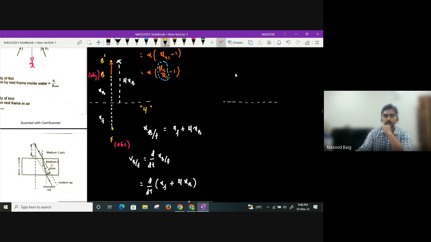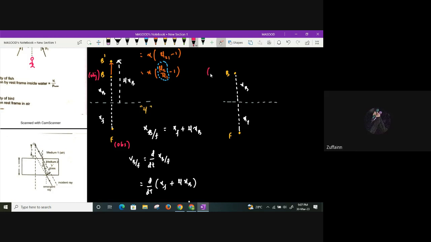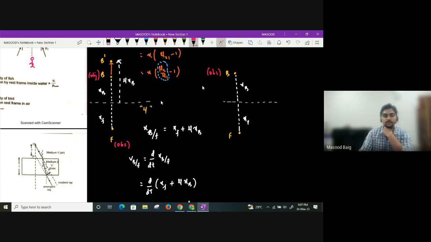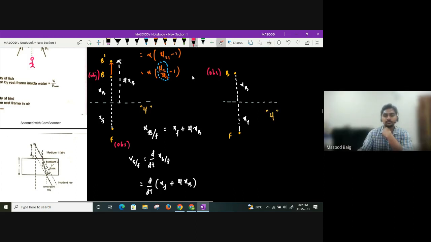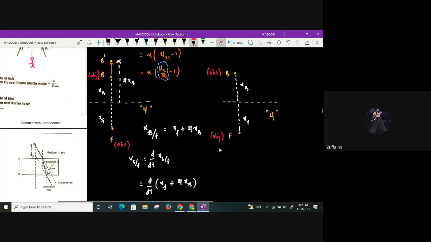I'm just showing you the diagram here. This is the bird in reality. This is the fish in reality. So if we are observing, the distance of the bird from the interface is xb, and the distance of the fish from the interface is xf. But who is observing now? The bird is our observer. Where is it present? In which medium? Rarer medium. Who is the object? The fish. Where is it present? Denser medium.